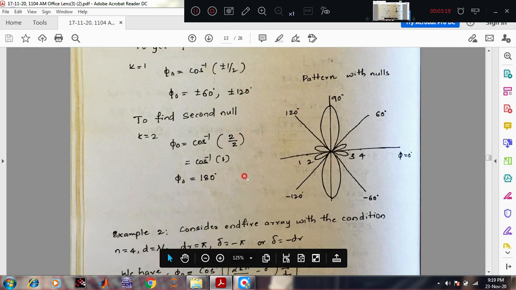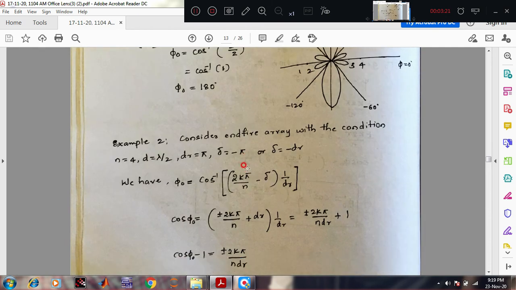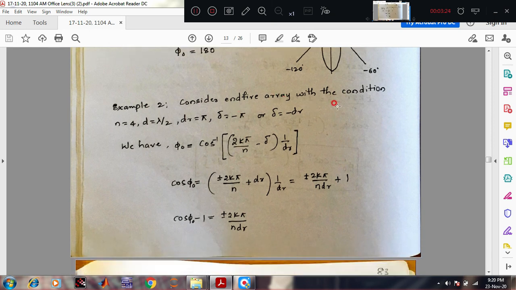Similarly, you can see in the next example, consider the end fire array wherein maximum radiation will be along the array axis. That is very important. So consider an end fire array with the condition that n is equal to 4, d is equal to lambda by 2, dr is equal to pi, and delta is minus dr. We have again the same formula, phi naught is equal to cos inverse of (2k pi by n minus delta) times 1 by dr.